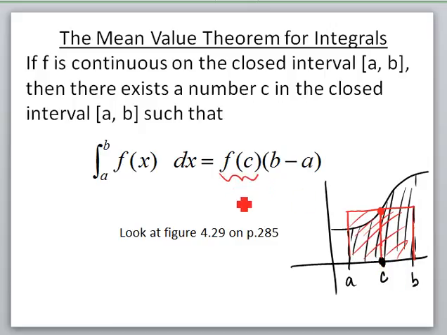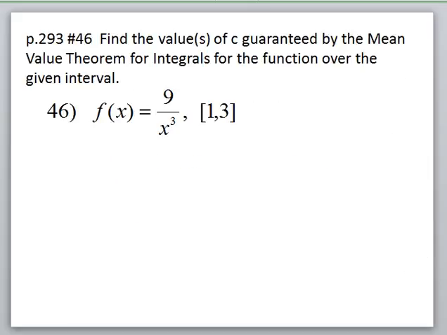This F of C is the height of the rectangle, and this is the base of the rectangle. So what it's saying is that the area under the curve is equal to some rectangle that we can create between those 2 points A and B. This example, which I'll start in the next video, is asking you to figure out what that C value is, which will make the integral and the area underneath the curve equal.